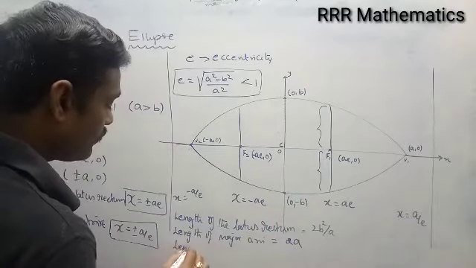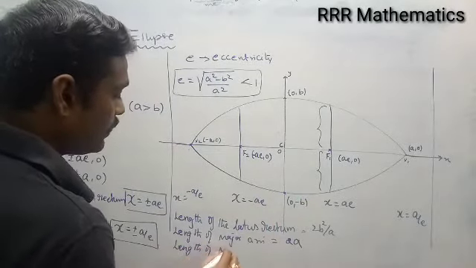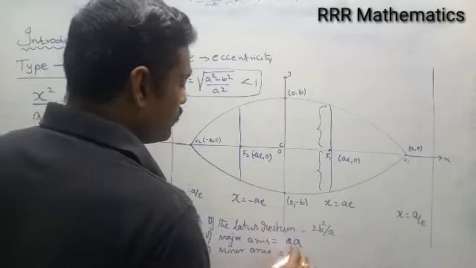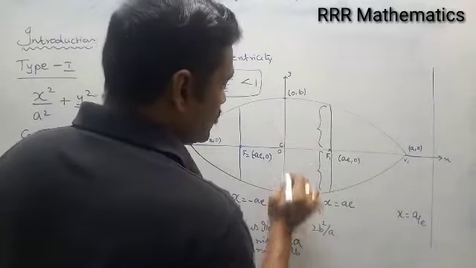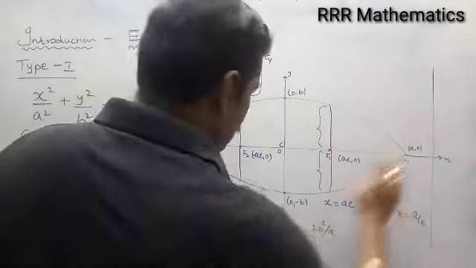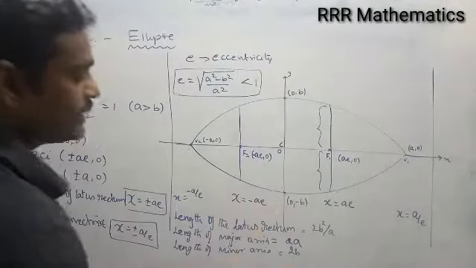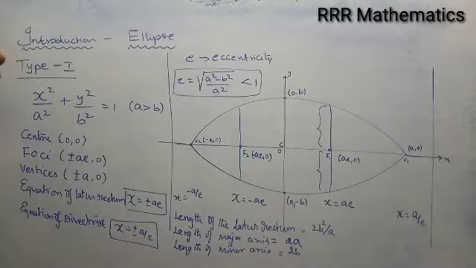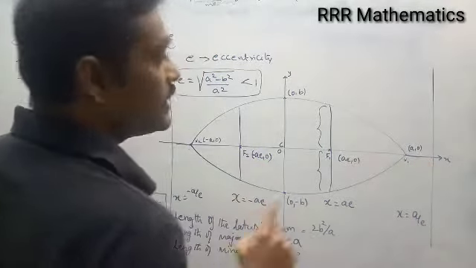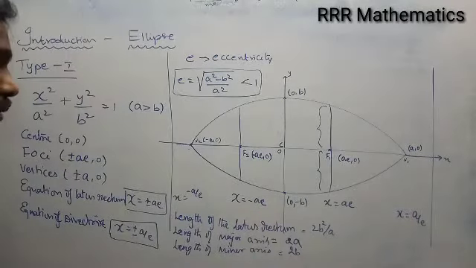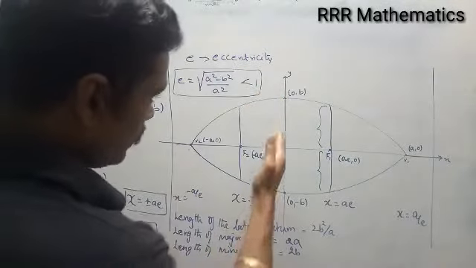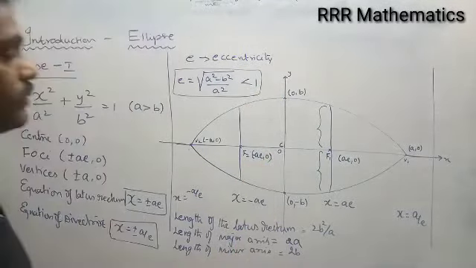Therefore, length of minor axis will be 2b. This is b and this one is b, totally 2b. So length of major axis is 2a and length of minor axis is 2b. And the equation of major axis, this is a major axis whose equation is the x axis, that is y equal to 0. And the minor axis whose equation will be the y axis, that is x equal to 0.